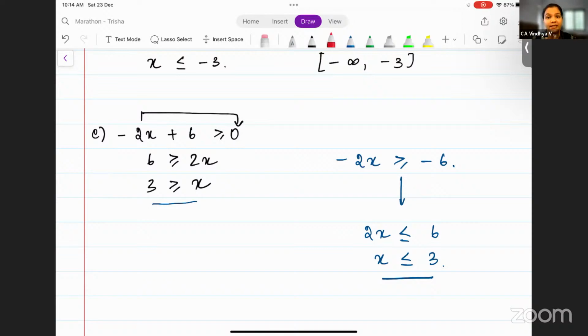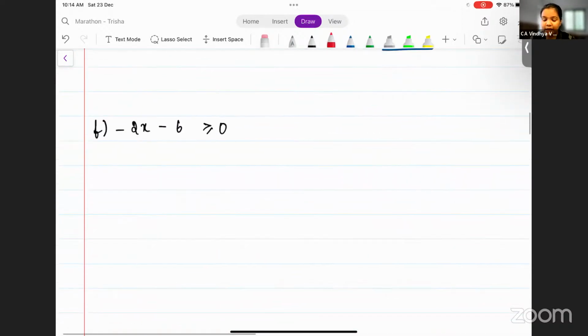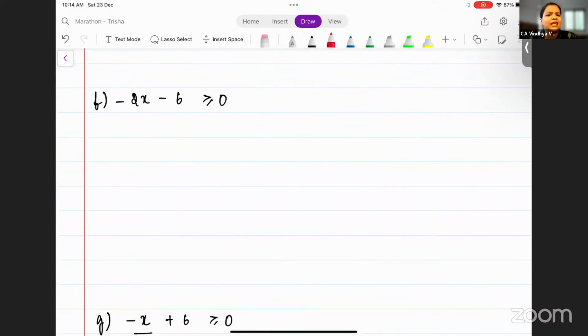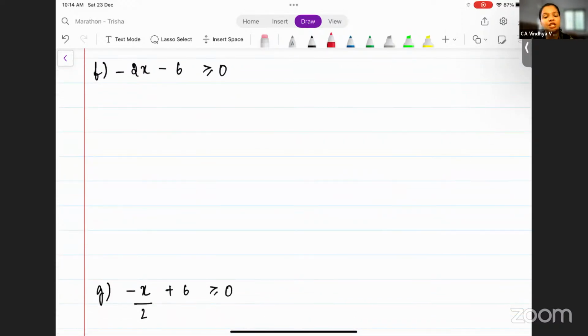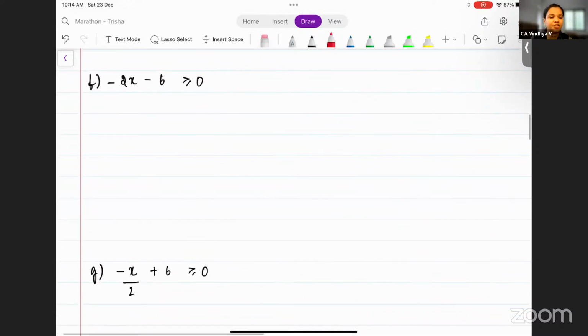I hope the first concept is clear. Now, if it is clear, can you please solve example F? Please solve example F and kindly drop the answers in the chat box. You can also solve example G. You can solve F and G. I'll solve it simultaneously. Please do not copy it from here. Do it on your own so that you get to know how to solve it. You have a practice. I'm waiting for your answers.